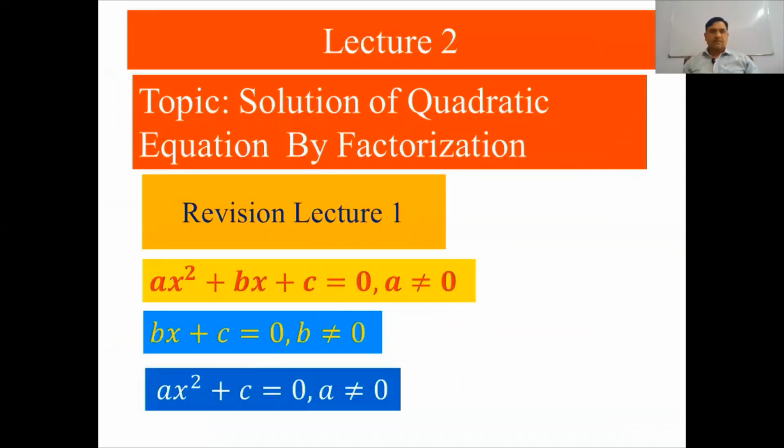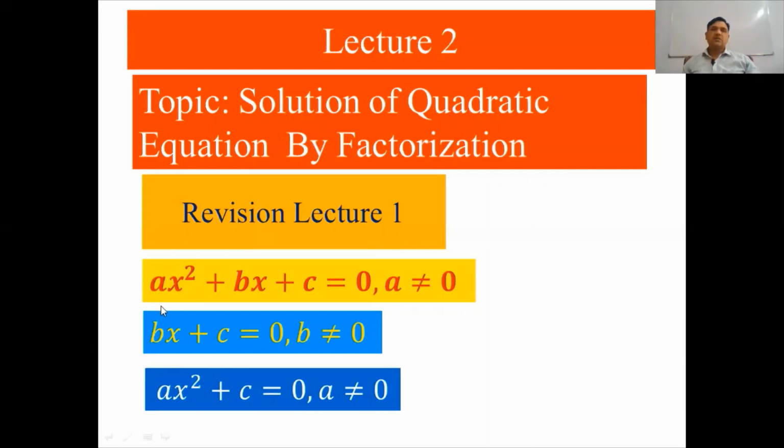In the last lecture, we discussed that an equation which can be expressed as ax square plus bx plus c is equal to 0 is known as a quadratic equation. Here you can see ax square plus bx plus c is equal to 0. The compulsory condition on this equation is that a is not equal to 0. So this is the standard or general form of a quadratic equation.